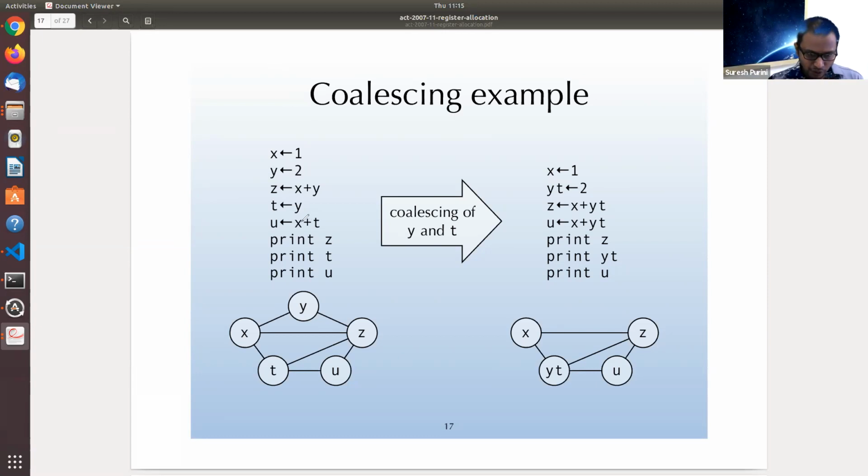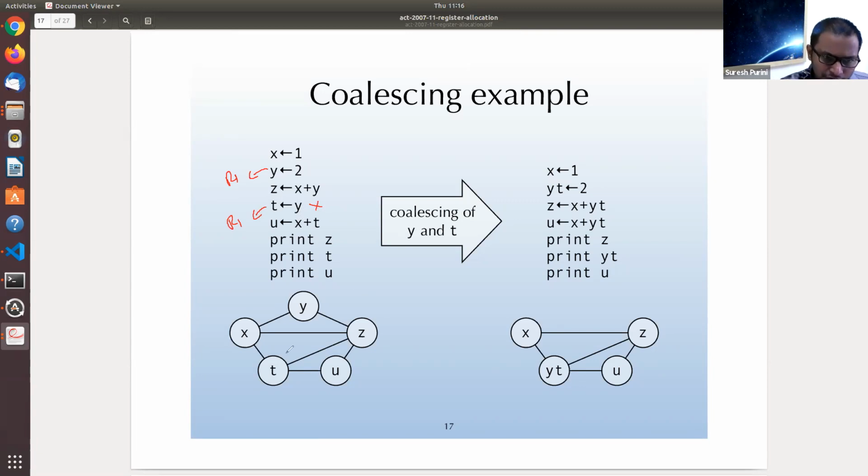So if you look at the corresponding interference graph, the variables y and t don't interfere with each other. So if we allocate, for example, variable y register R1 and variable t also register R1, since they don't interfere with each other, we will be able to eliminate this copy instruction. Whatever value is present in y, we can just reuse it for the variable t, and we can eliminate this copy instruction.